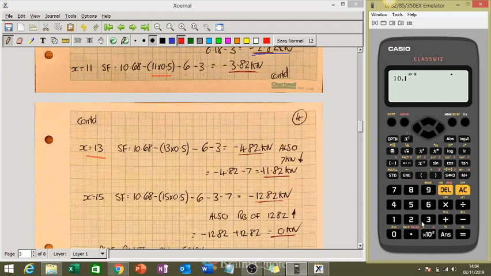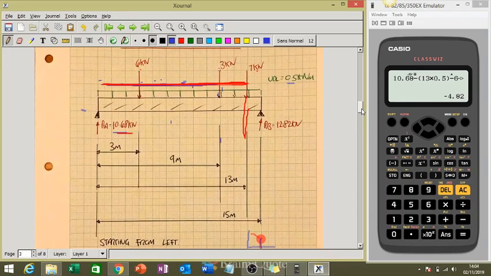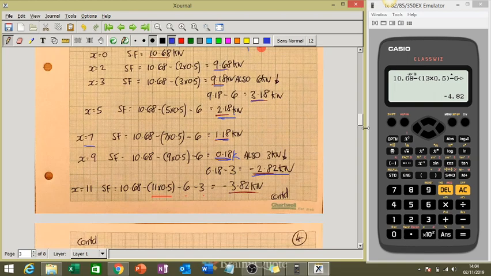So just calculate it. Take away 13 meters of my 0.5. Take away 6, take away 3, gives me 4.82 kilonewtons. But don't forget, we've also got this 7 kicking in. So if I go up, 7 kicks in as well. So we've got 2 points.